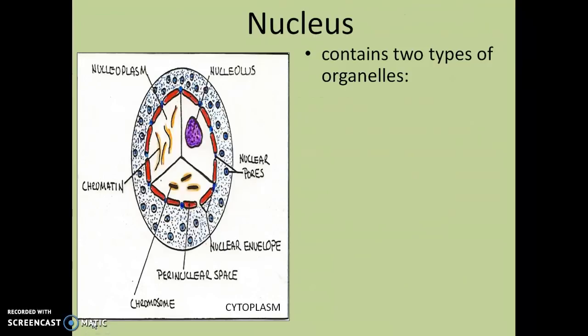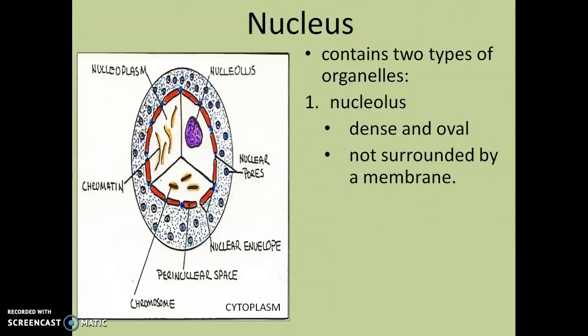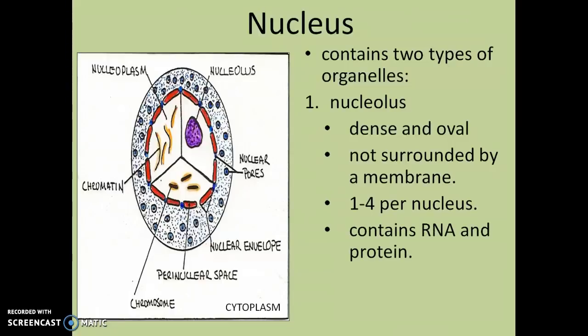Inside the nucleus, we have two types of organelles. You have your nucleolus, which is that purple thing we're seeing over here. It's another dense circle within your nucleus. And it is not surrounded by a membrane, so it is not membrane bound. Sometimes there's between 1 to 4 per nucleus, so you could have more than one nucleolus. Inside of the nucleolus, you have RNA and protein, and its job is to make ribosomes. So we're going to learn a little bit about ribosomes in a little bit.